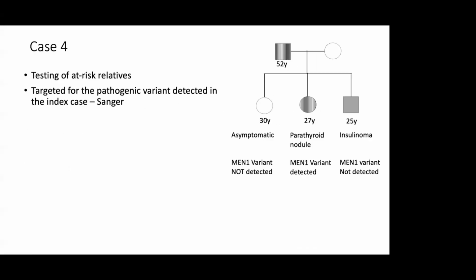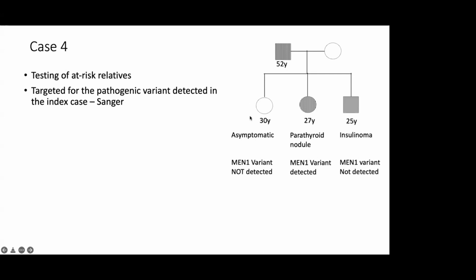So testing of at-risk relatives. Again, we only target the particular mutation which was identified in the father, so we go for Sanger sequencing. In the daughter, the variant was not detected. In her sister, who had a parathyroid nodule and was yet to be diagnosed with MEN1, she harbored the pathogenic variant. And the brother, where we thought insulinoma could also be one of the manifestations of MEN1, did not have the variant.